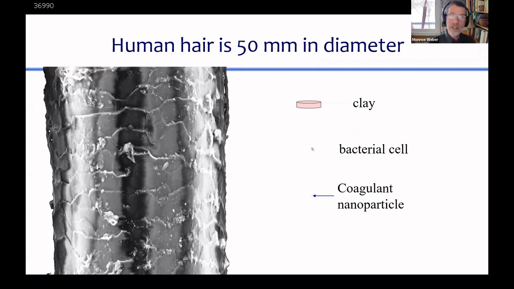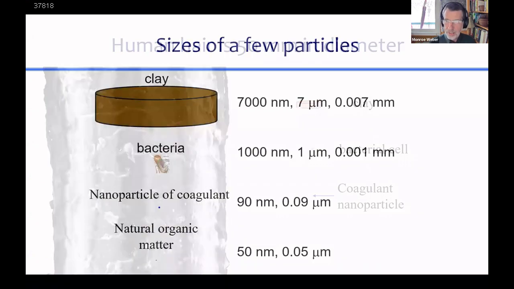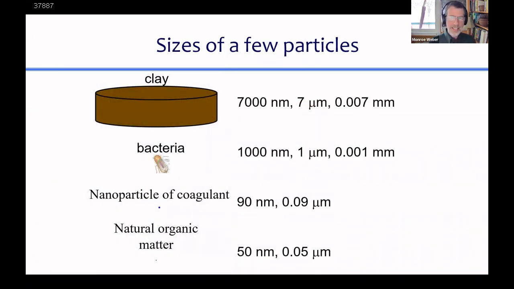This is another case where a factor of 1,000 does make a big difference. So that was 50 micrometers. And then I tried to make things to scale on this slide. So there's a clay particle. It's only about 5 micrometers in diameter. There's a tiny little bacteria cell. And I don't know, you probably can't see the coagulant nanoparticle, but it's kind of like the smallest thing that you could imagine on this screen, like 1 pixel or less. So these are the sizes, roughly.